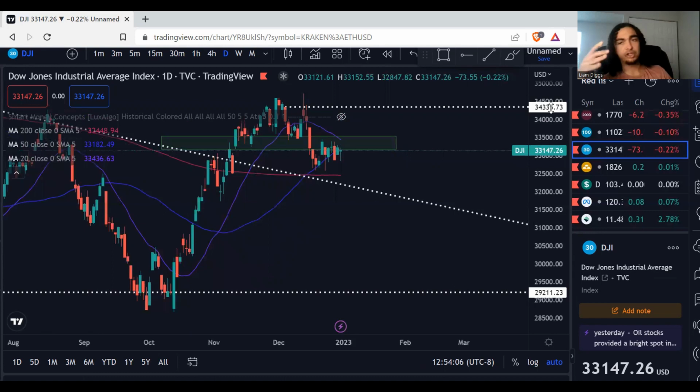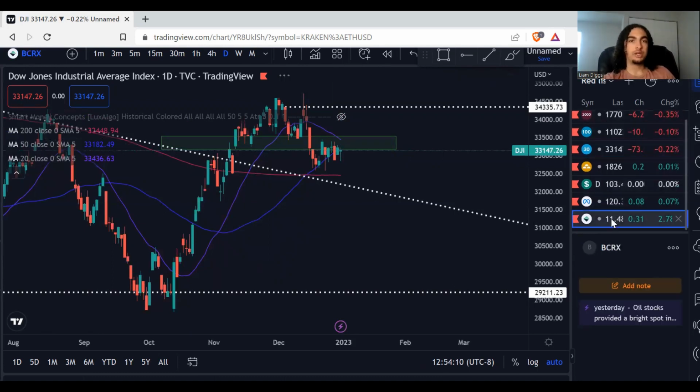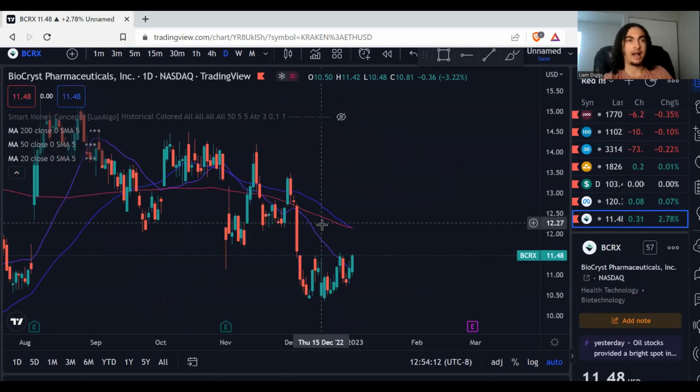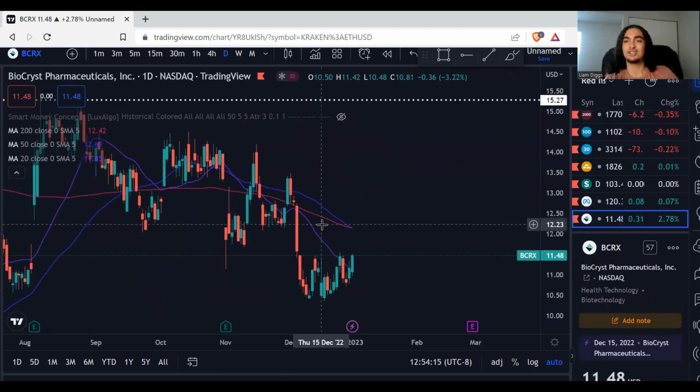So now that that's out of the way, now that we've looked at all of our beautiful indexes, this is, I'm sure, some of your favorite part of the week. We're going to jump into my trade of the week. This week, I am looking at BioCryst Pharmaceuticals. The ticker symbol is BCRX.